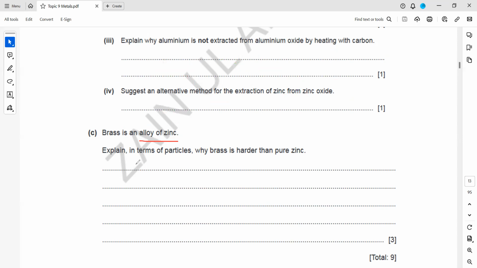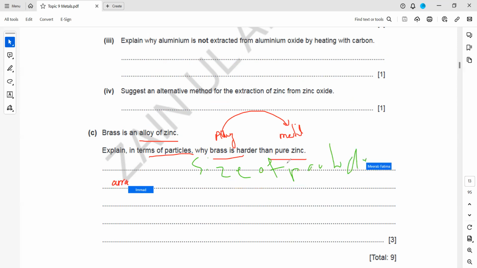Brass is an alloy of zinc. In terms of particles, why is brass harder than pure zinc? This is also a question of why alloys are harder than the pure metal. So 3 marks are there. How do you write this answer? First thing you will mention, alloys are a mixture of different metals. And in the lattice, there are different sizes of ions.